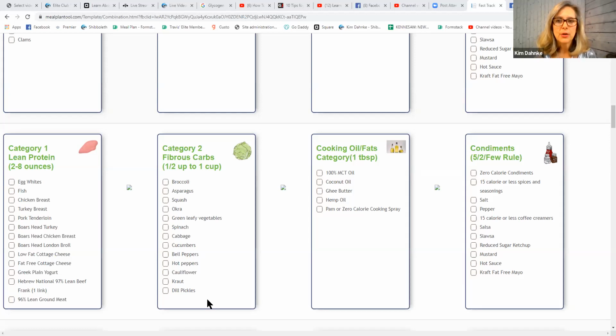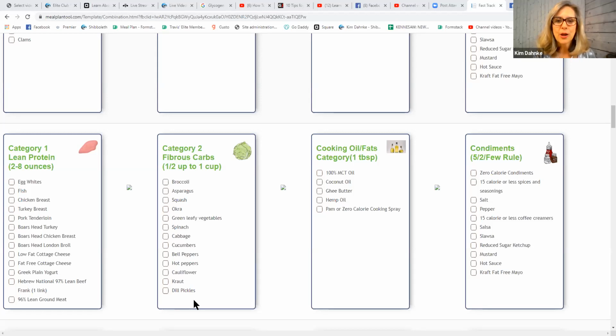So who needs less food. So this kind of is just a little guideline for you, half a cup up to a cup on your fibrous carbs. Broccoli is one of those items. Asparagus, squash, okra, green leafy vegetables, spinach, cabbage, cucumbers, bell peppers, hot peppers, cauliflower, kraut, dill pickles. So all of those things are just some of the items that are in the category 2 fibrous carb category. You can find lots and lots more in our food library.